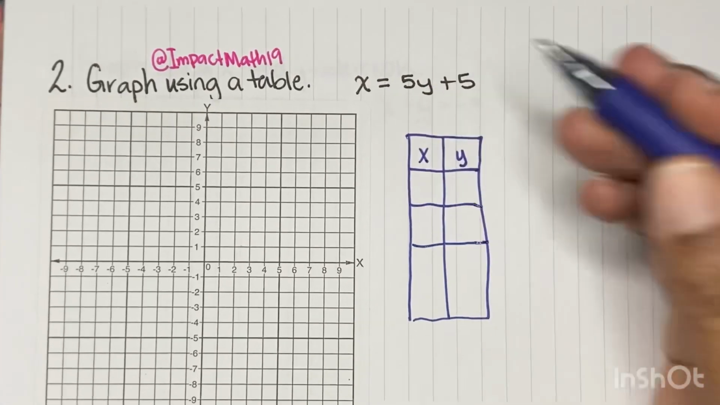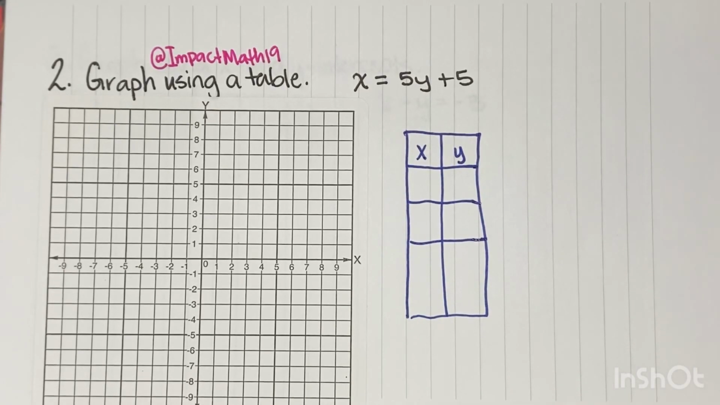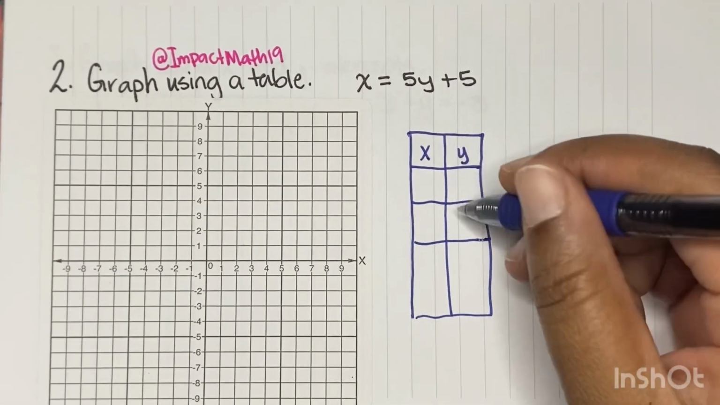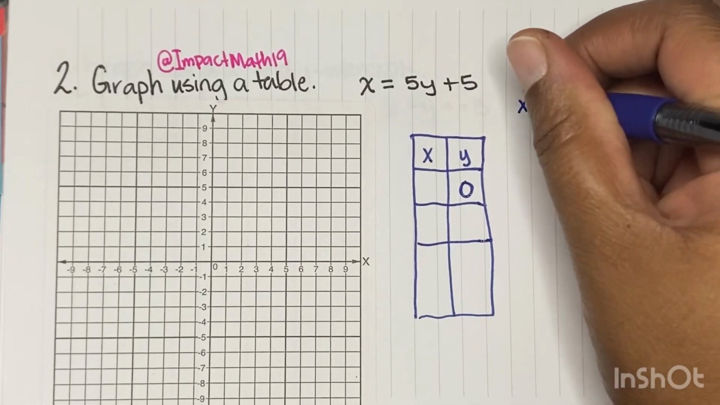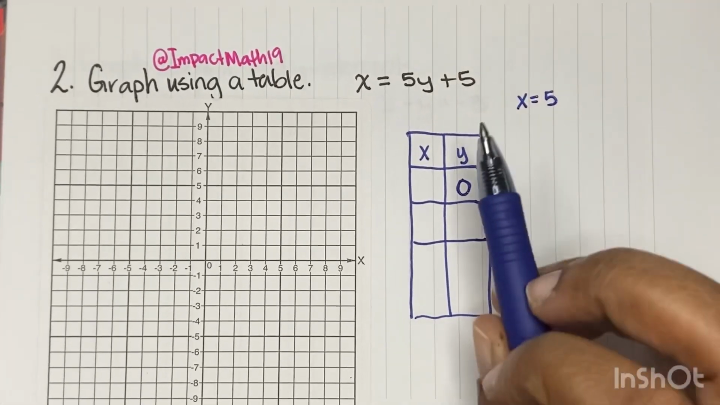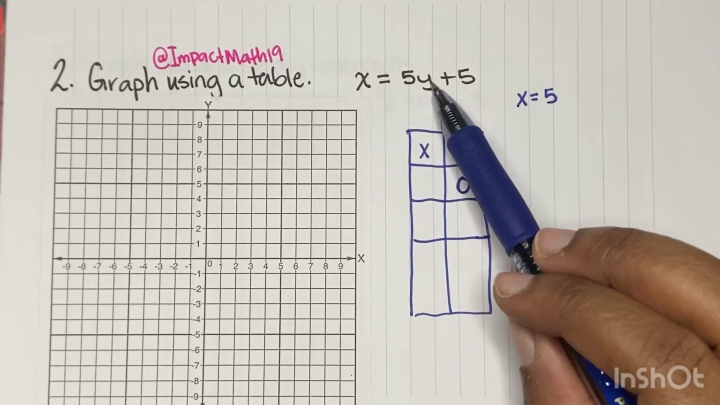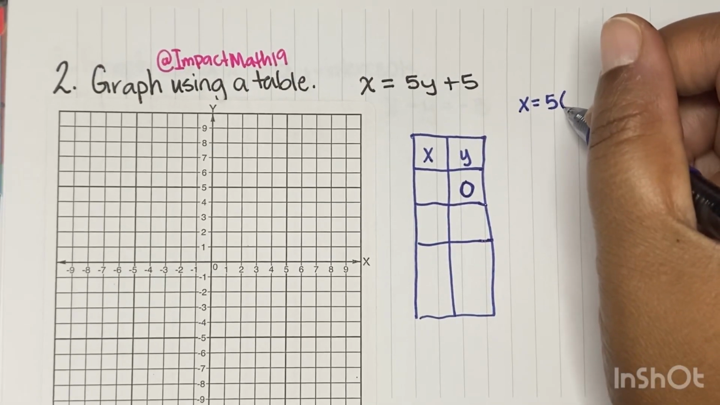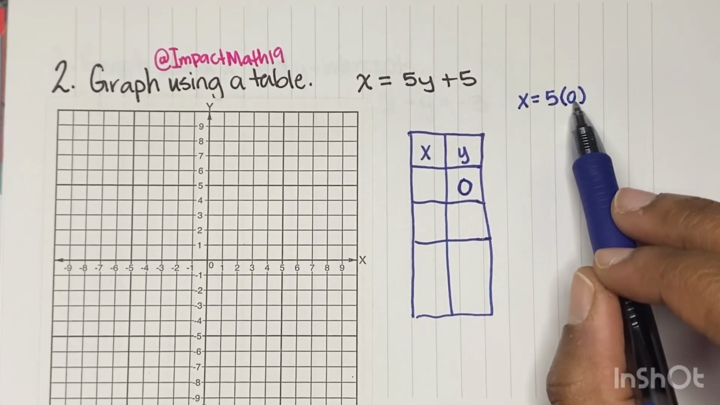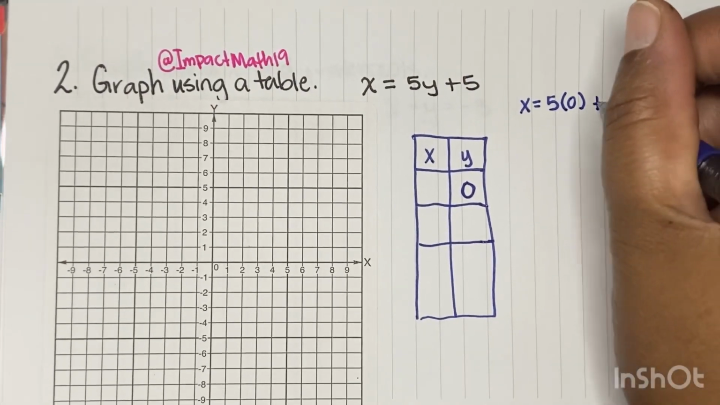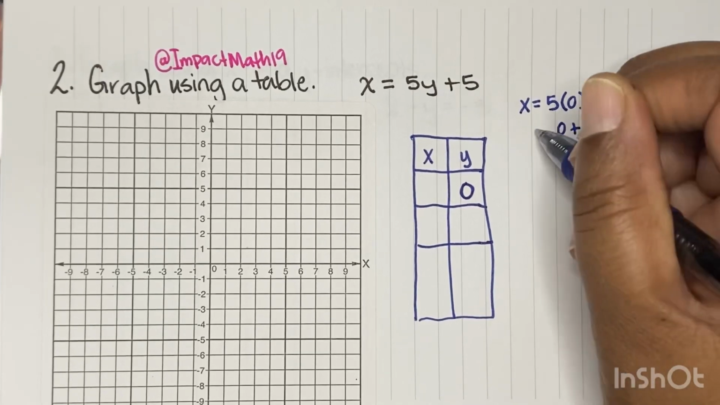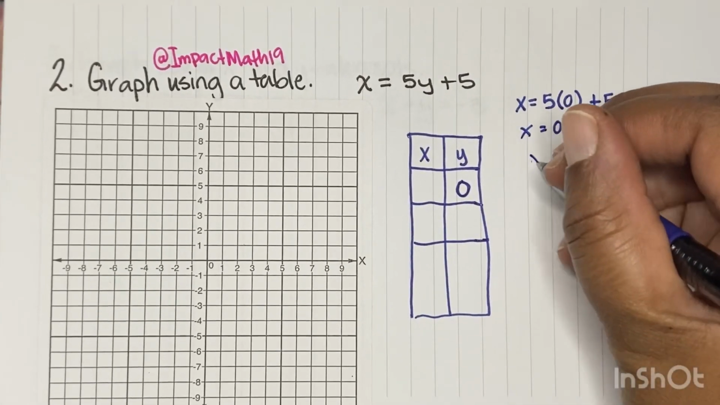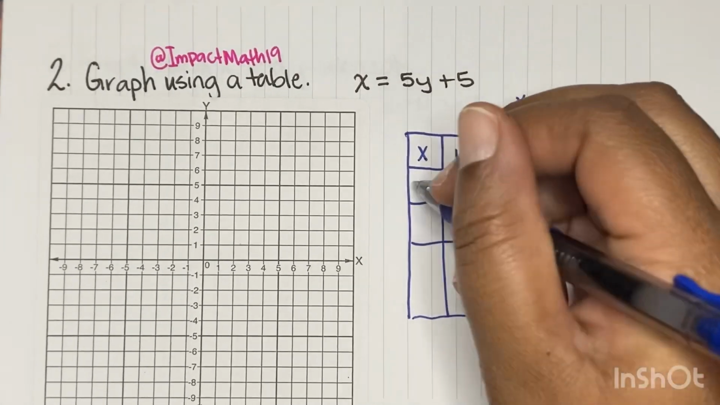And you could plug in for x. It literally does not matter. You just have to make up your mind, decide, and go with what you decide. So I'm gonna plug in 0 for y. So I'm gonna write x equals 5. Remember, whenever you have a number attached to a variable, they're multiplied. That's why I'm putting parentheses to show multiplication, 5 times 0, plus 5 here. Now 5 times 0 is 0 plus 5. And so we have x equals 5.